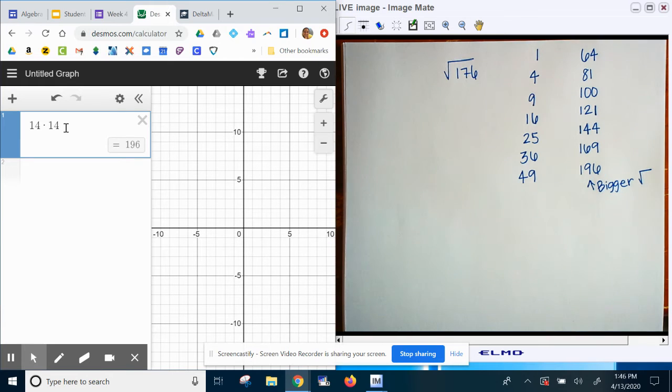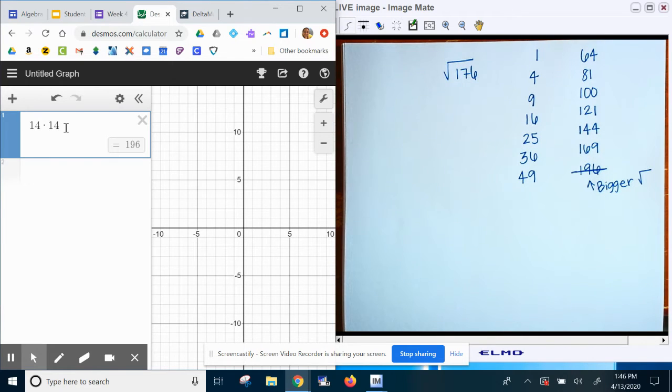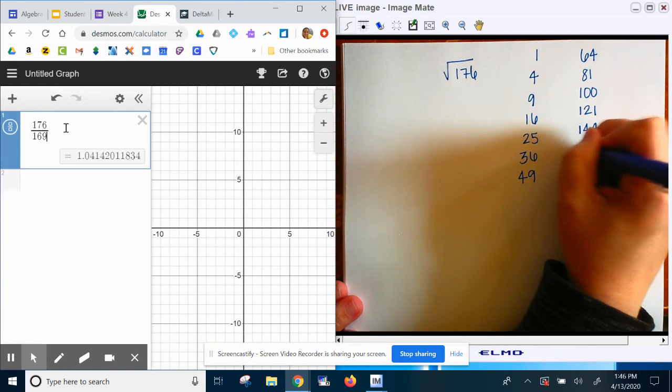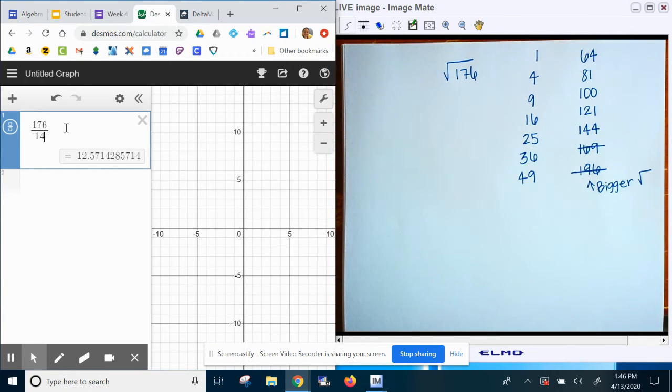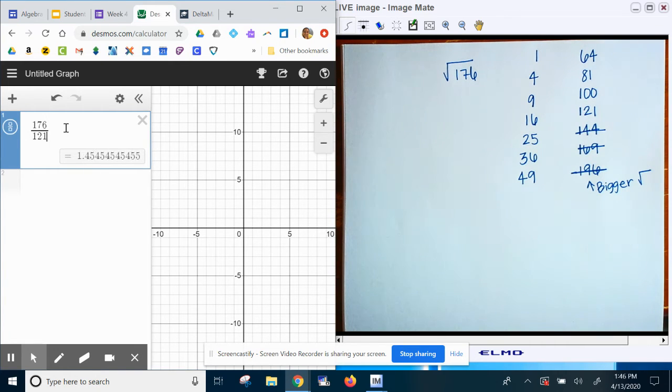Now we're going to try to find the biggest one that can go into it evenly. 196 is out because it's too big. You want to make sure it fits in evenly. So we're just going to divide and see which one gives us a whole number answer. When I divide by 169, I get a decimal, so that one can't be. I'm going to try 144 next, decimal. 121, decimal. 100, decimal.